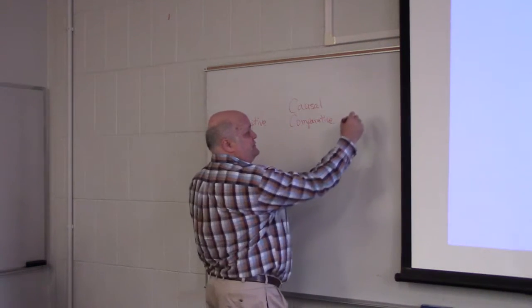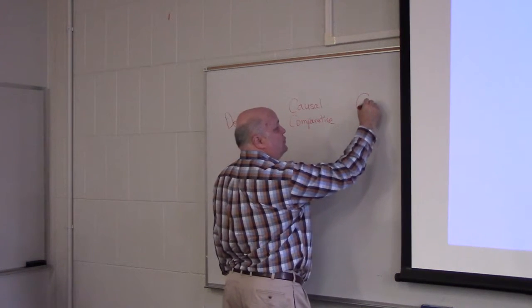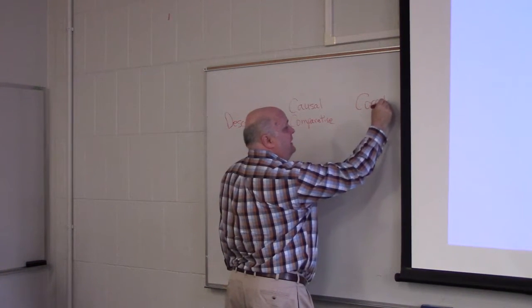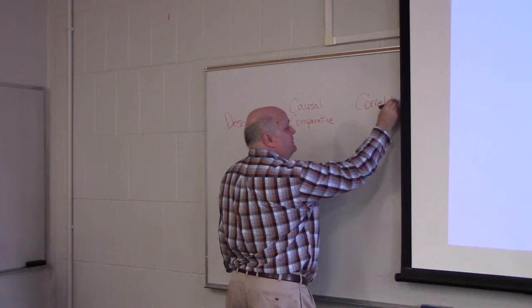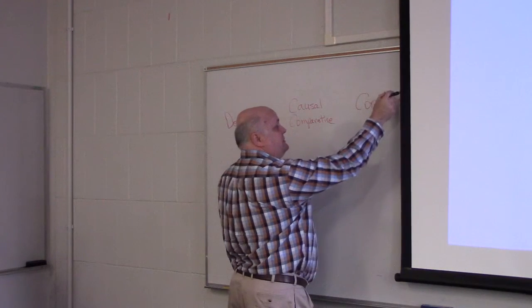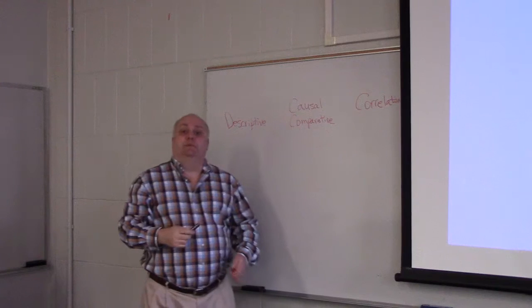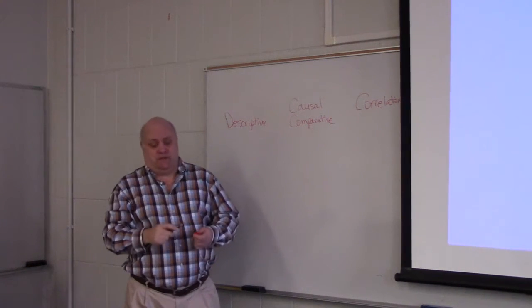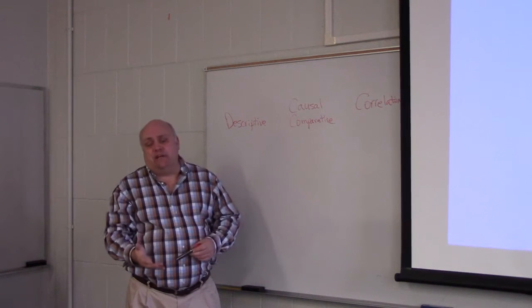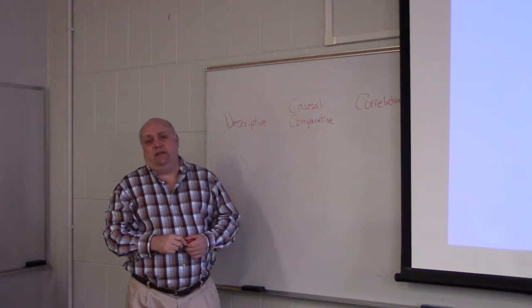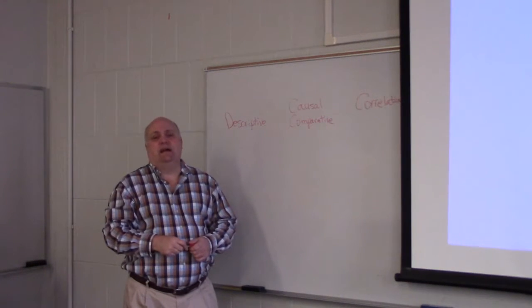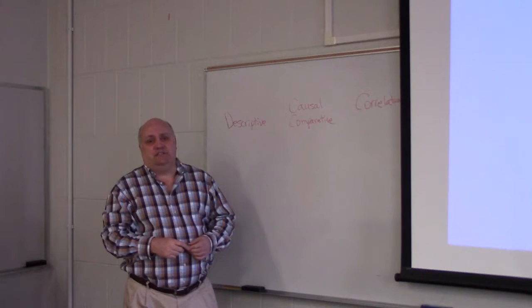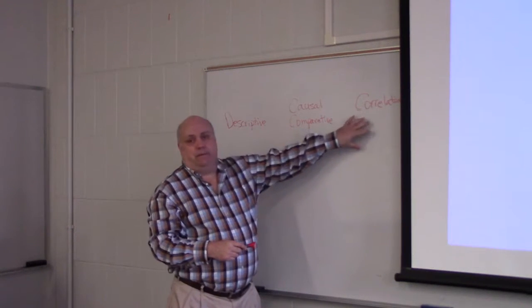The last type of research design is called correlational. And correlational is about the relationship or correlations between two or more variables. So if you ran bivariate correlations, if you ran multiple regressions of different types, partial correlations, they would fall here.